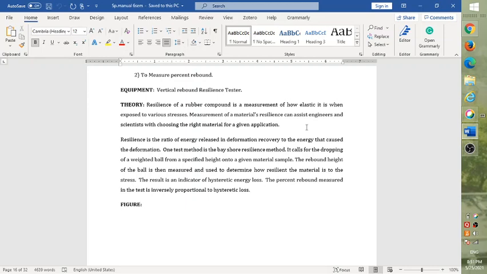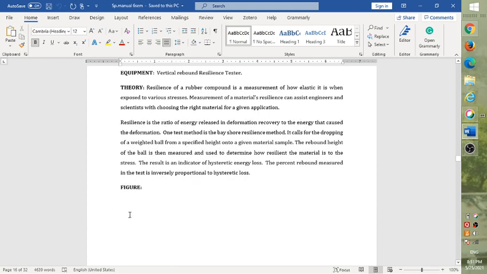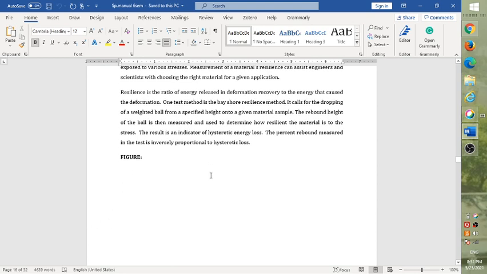Okay, so resilience is the ratio of energy released in deformation recovery to the energy that caused the deformation. One test method is the Bayshore resilience method. It calls for the dropping of a weighted ball from a specified height onto a given material sample. The rebound height of the ball is then measured and used to determine how resilient the material is to the stress. The result is an indicator of hysteretic energy loss. The percent rebound measured in the test is inversely proportional to the hysteretic loss.